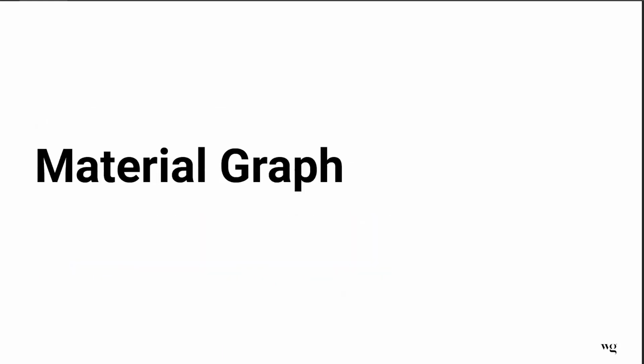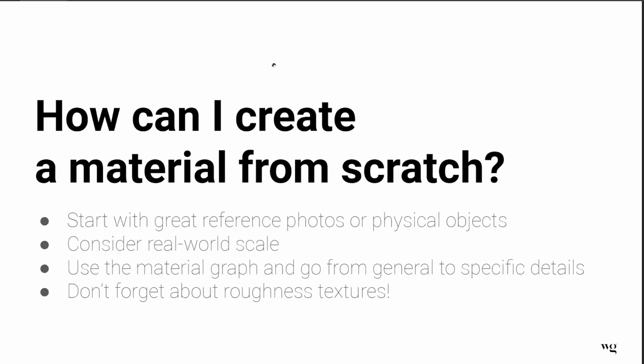Okay, so let's talk about a material graph. So how can I create a material from scratch? So I suggest that you start with a great reference photo because this is going to give us the way things actually look instead of requiring us to pull from memory what we think something looks like. There's a good chance that your memory has skipped over some details. Another thing is consider the real world scale. So sometimes your textures are too big or too small, and this can make materials look weird. Also, your model should be real world as well to scale.